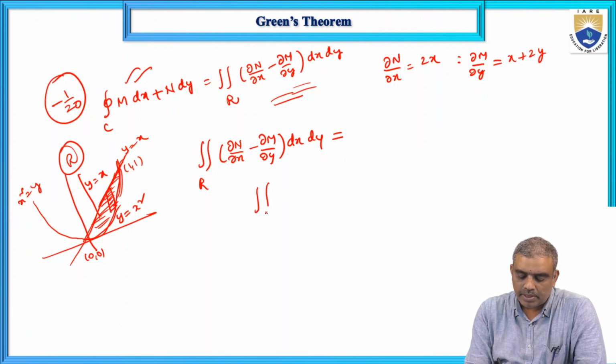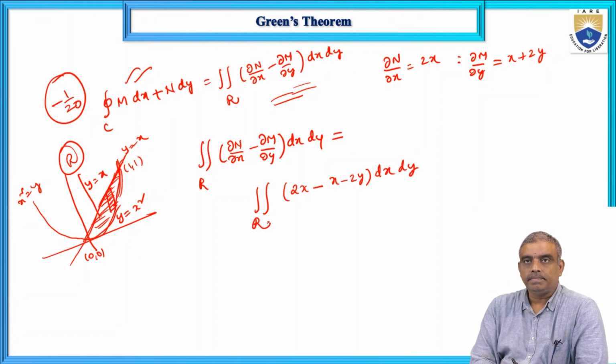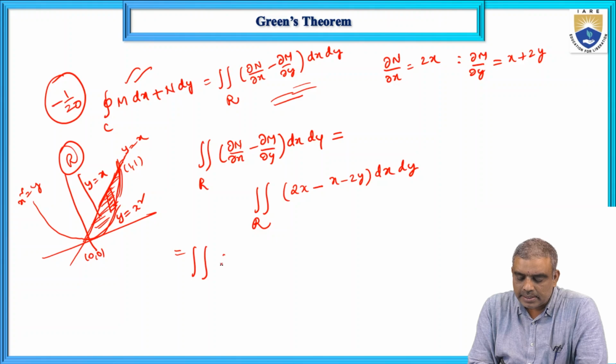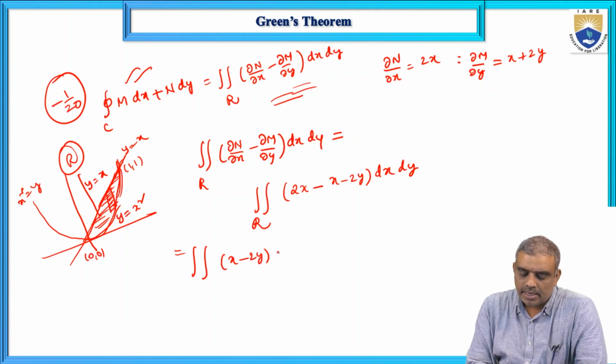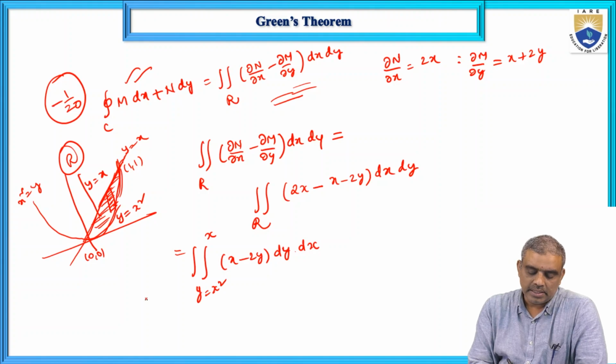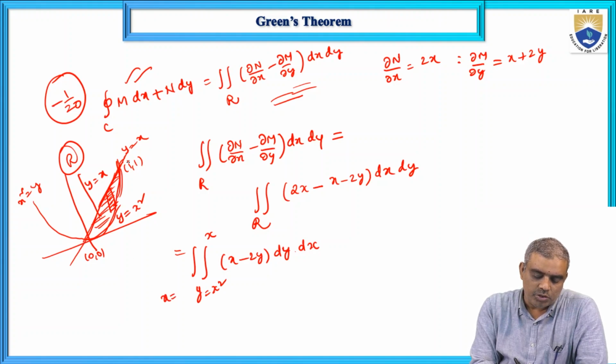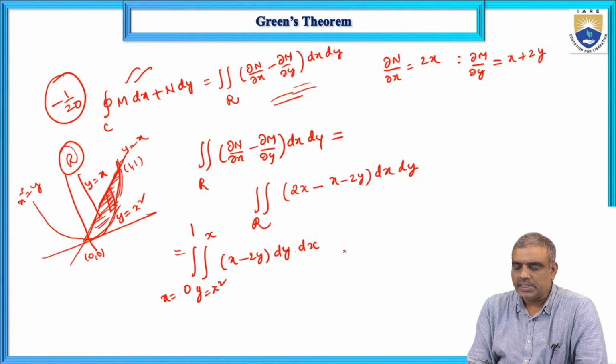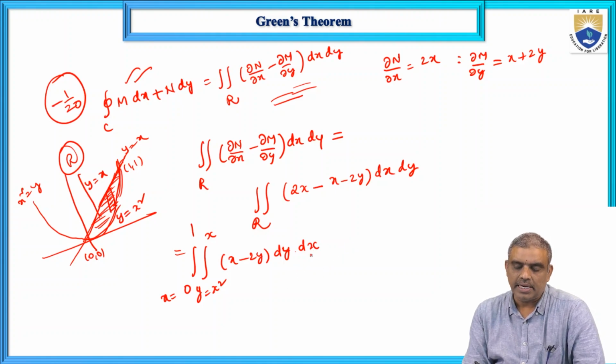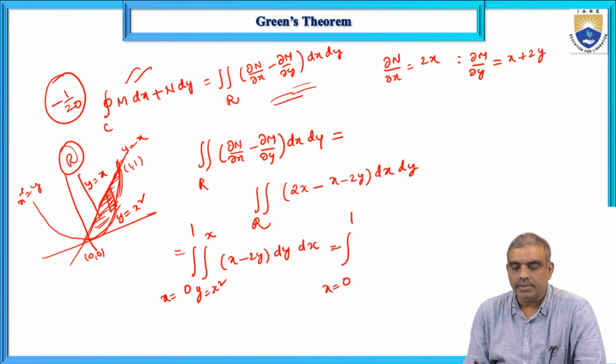Now on taking the double integral of dou N by dou x minus dou M by dou y, that is 2x minus x minus 2y, dx dy over the region R, this is x minus 2y. First integration is carried out with respect to y, because the y limit is a variable limit from x square to x, and the x limit is a constant limit from 0 to 1. So first integration is carried out with respect to y, and then with respect to x. So integral 0 to 1, the x limit.